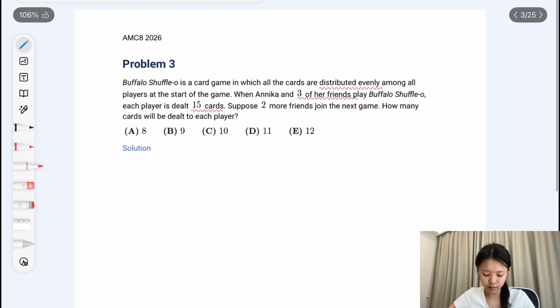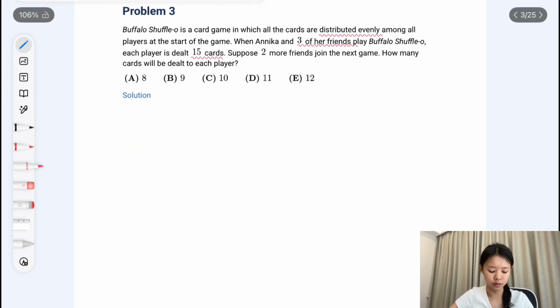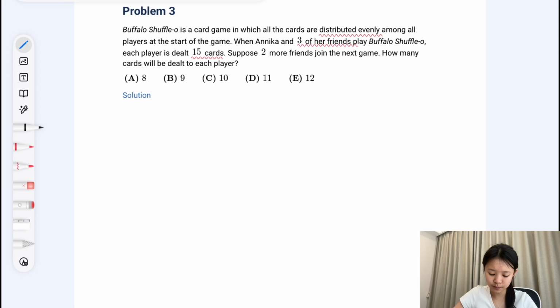So what we have to do here is first find the total of how many cards there are, and then divide it by the new number of players, and that'll give us the new number of cards each player has. Something you have to be careful of here is Annika and 3 of her friends. So that is equivalent to 4 people, not 3.